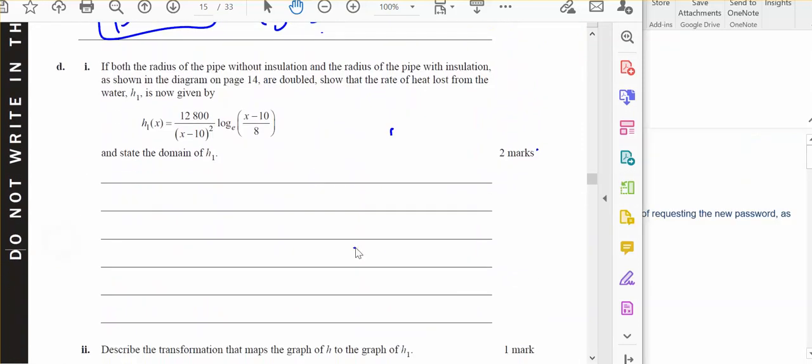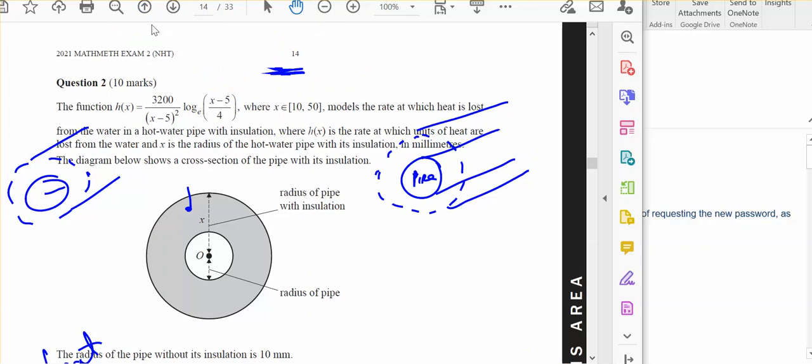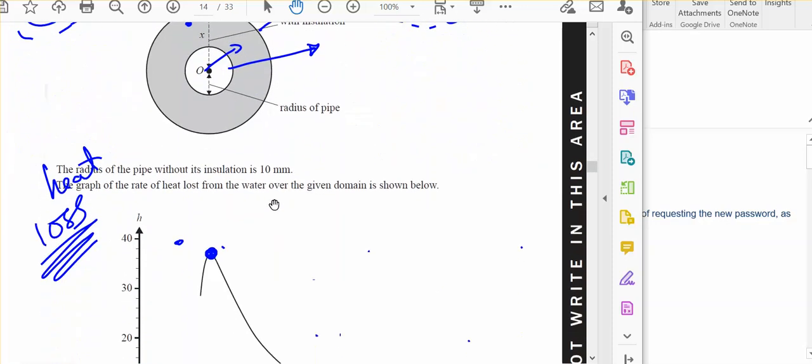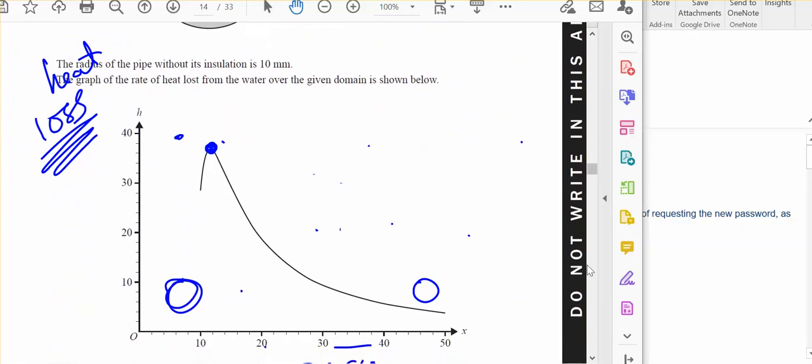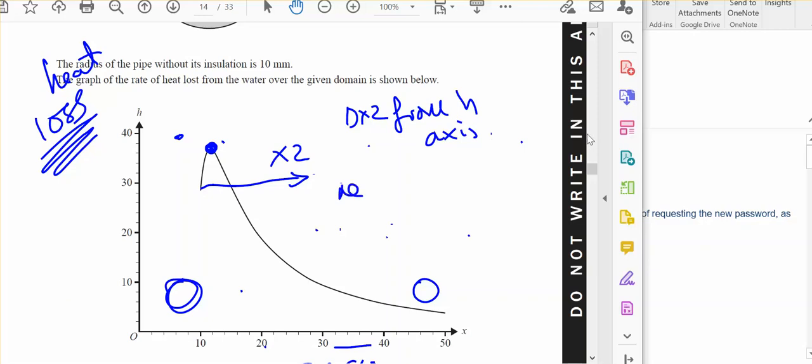If both the radius of the pipe without insulation and the radius are doubled, so if it is doubled, then I am doubling everything. So this becomes double and this becomes double. Therefore, I'm stretching it this way by a factor of 2. So I have a dilation by a factor of 2 from the h-axis. Therefore, I replace x with x divided by 2.